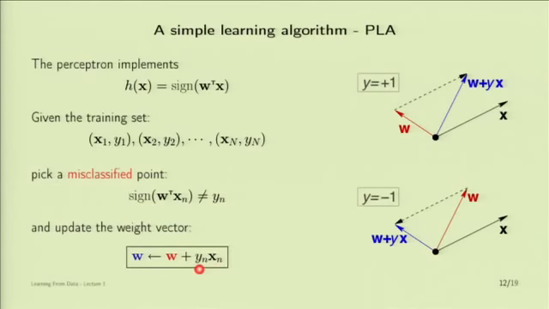Well, yn is just plus or minus 1. So here you are either adding a vector or subtracting a vector. And we will see from this diagram that you are always doing so in such a way that you make the point more likely to be correctly classified.